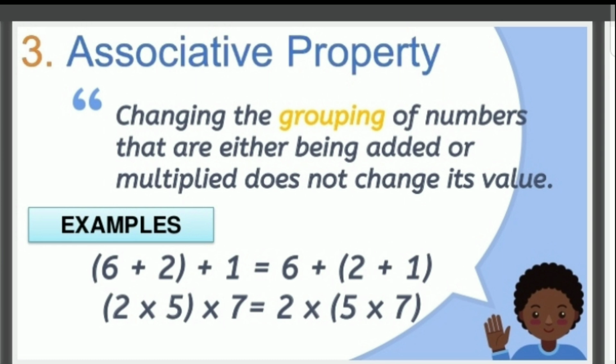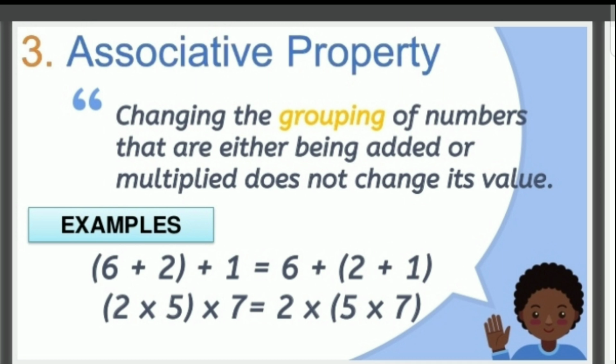See here, the first one is addition only. On both sides we got 9 only. Multiplication, see here, 2 fives are how much here? 10. 10 into 7, 70. 2 into 5 into 7, how much here? 35. 35 into 2, how much? 70. Both are giving the same result here.